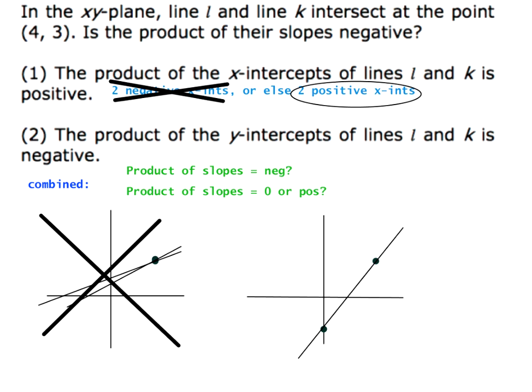Then you've got to have a positive y-intercept. Can you do that? Well, you can do this. That works. So this gives you the product of slopes is negative. And we've got our two positive x-intercepts, one right there and one right there.